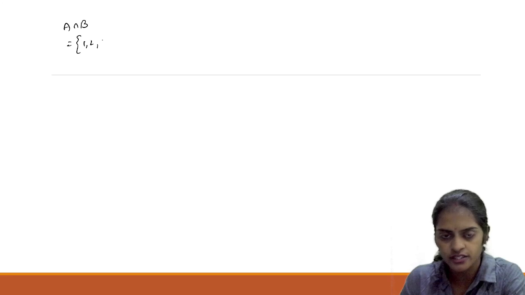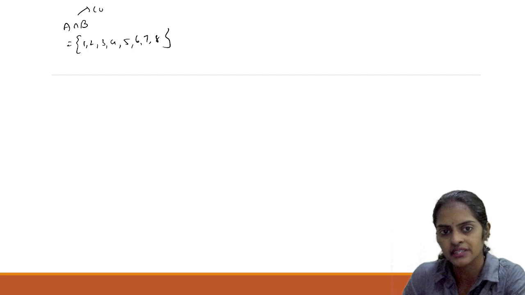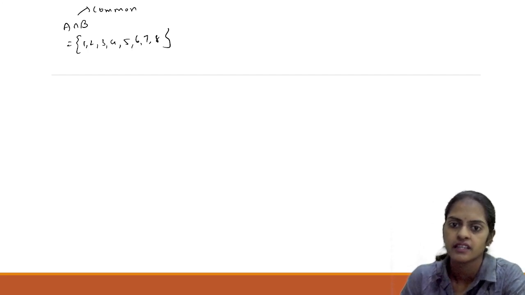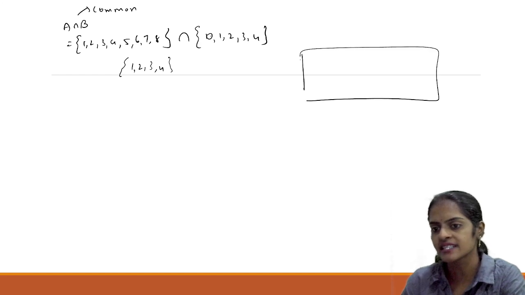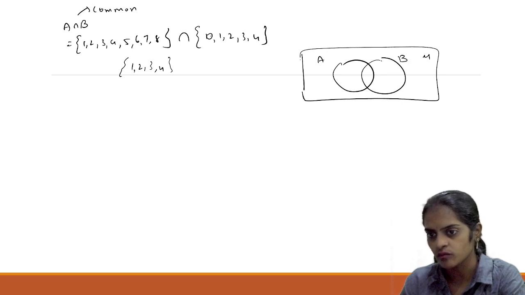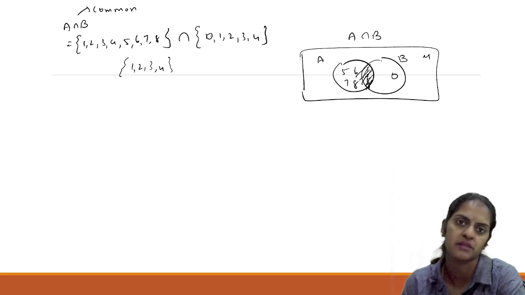Suppose if I want A intersection B. So A is 1, 2, 3, 4, 5, 6, 7, 8. Intersection means only the common things we write. B is 0, 1, 2, 3, 4. So what is common here? 1, 2, 3, 4. So if I have to represent as Venn diagram, set A, set B, what is common? 1, 2, 3, 4. 5, 6, 7, 8 is here and 0 is the not common element of B. So whatever is common is only the middle portion. This is A intersection B.